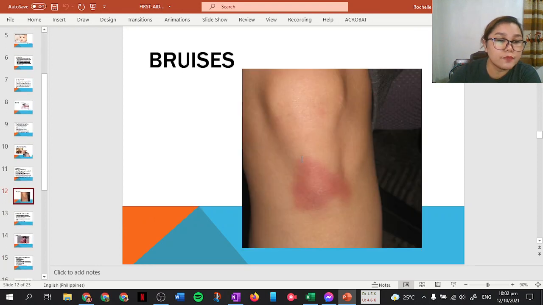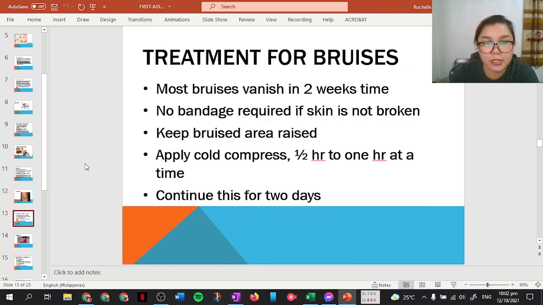Okay, next. For bruises, I think this is the least serious among the common accidents. So what should be done? Most bruises vanish in 2 weeks' time. Naalis lang naman talaga ang mga pasa, lata in Bicol. No bandage required if skin is not broken. Kung lata lang, yung skin lang nag-discolor, okay, just leave it without anything to put on.